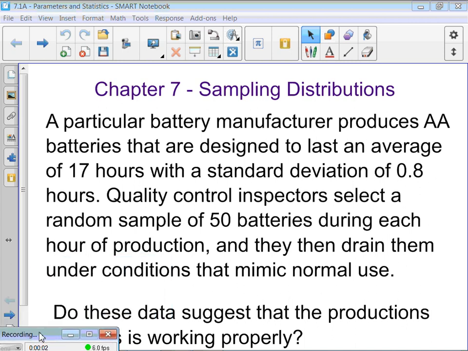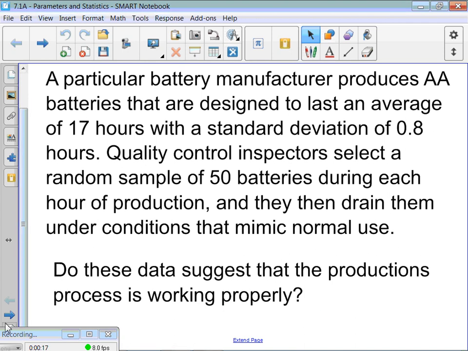So first of all, let's do a general overview of what we're going to be doing in second semester. For example, a battery manufacturer produces AA batteries that are designed to last an average of 17 hours with a standard deviation of 0.8 hours. Quality control inspectors select a random sample of 50 batteries because we don't want to inspect every single battery. So we're just going to do a sample of 50 during each hour of production, and then they drain them under normal conditions, and they see how many hours it takes.